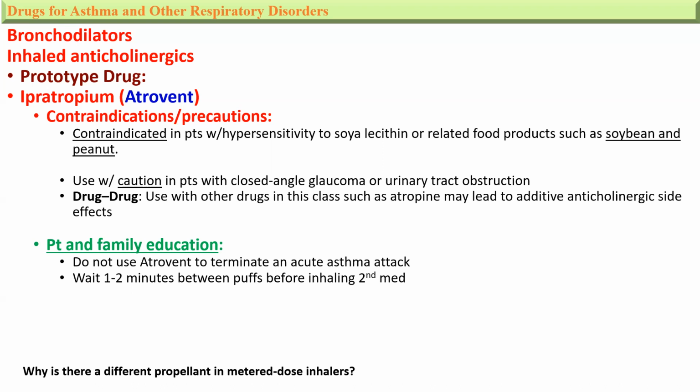So, the patient and family education. We do not use Atrovent to terminate the acute attack of asthma. Wait 1 to 2 minutes between puffs before inhaling the second medication. After inhaling the drug, rinse the mouth with water and spit out the water. Rationale: prevent systemic symptoms and eliminate bitter aftertaste.